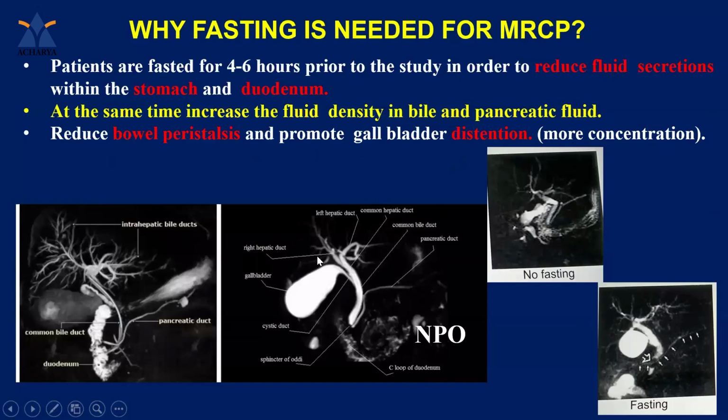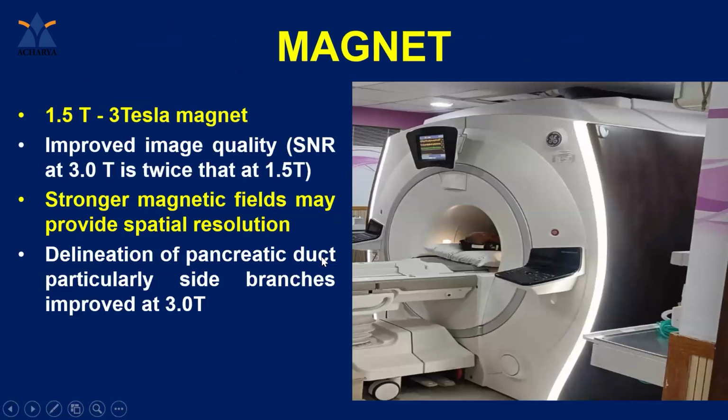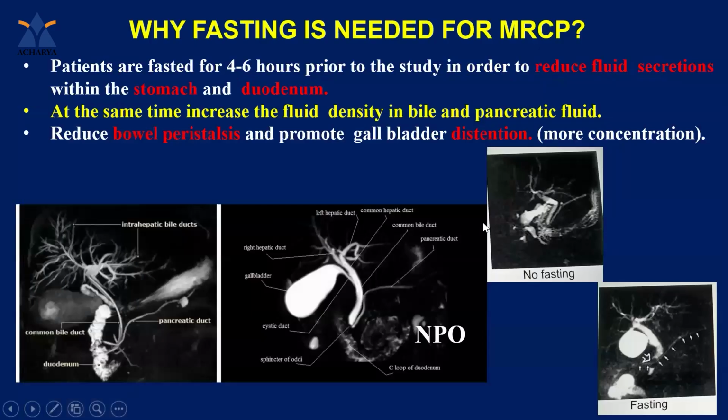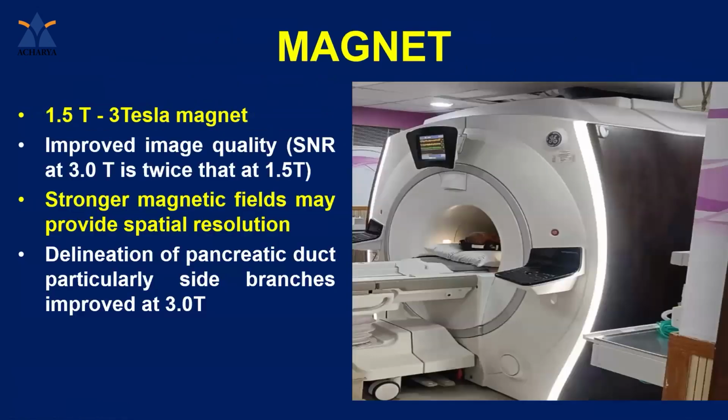So what happens is, you can see here, this is improper preparation. You can see the fluid in the stomach and duodenum. This fluid in the duodenum overlaps the image and degrades its quality. But with the NPO sequence, you can see the images appear very well. So 4 to 6 hours of NPO is always very, very important for MRCP sequences.